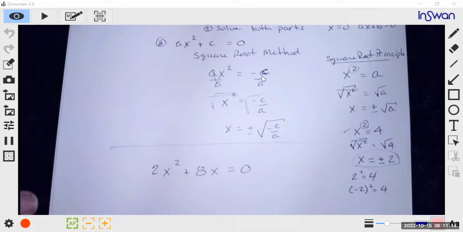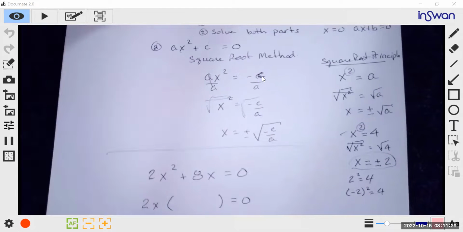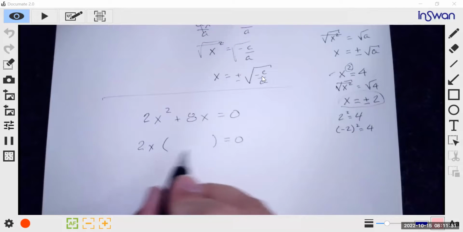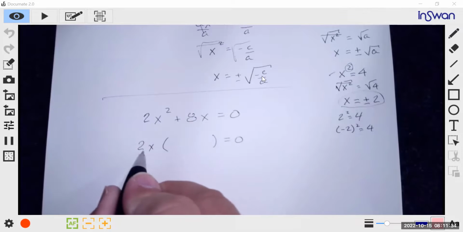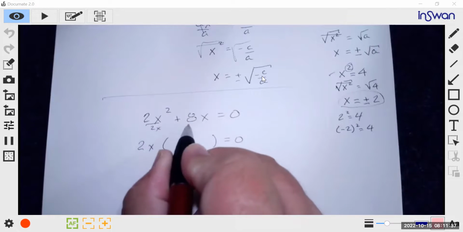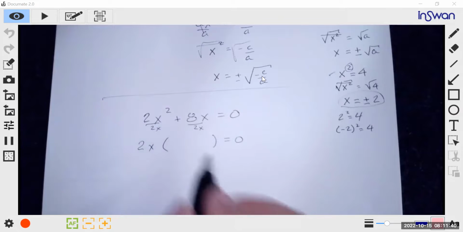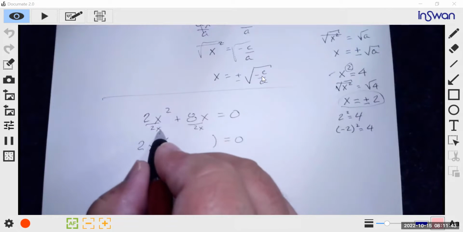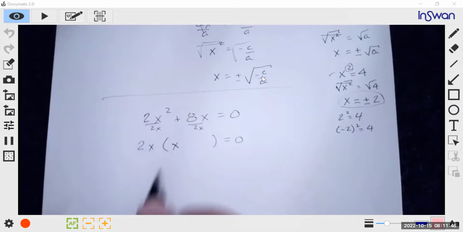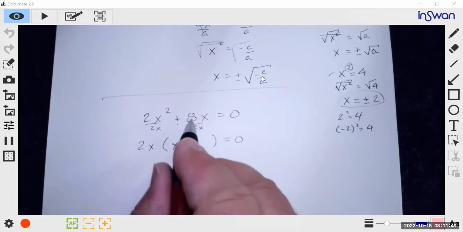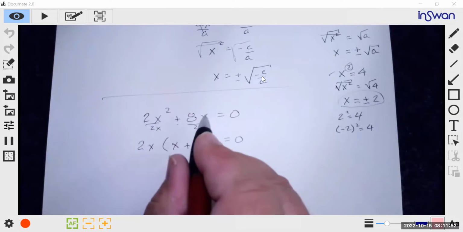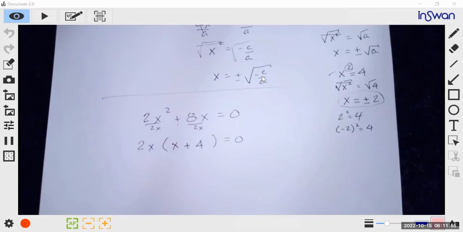We only have 2 terms, they both have x's. So what do they have in common? They both have a 2 in common, and they both have an x. So I can factor out a 2x out of that equation. Now, to determine what goes inside here, since I factored out a 2x, I divide both of these by 2x, and whatever's left goes inside here. So the 2's cancel, and one of the x's is gone. The plus sign. 8 divided by 2 is 4, and the x's cancel. So there's my factored form.